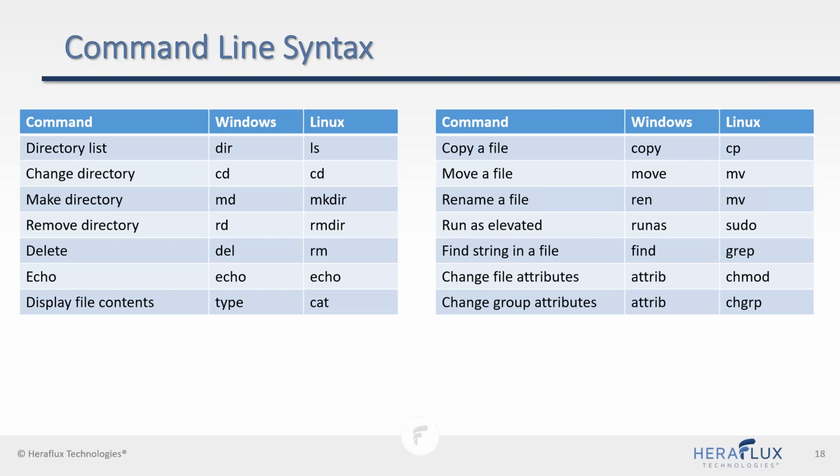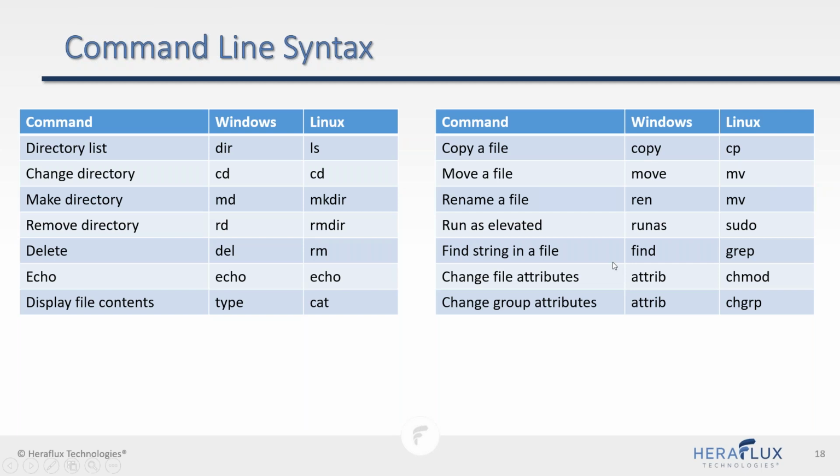Okay, command line syntax is one where we have to go back to some roots here. If you've been doing PowerShell, a lot of this stuff will be familiar because they actually borrowed some of the syntax from Linux. These are a lot of the commands that you're going to need when it comes time to do this in production. Directory list in Windows is dir. In Linux, it's ls. Change directory, cd. Make directory, mkdir, rmdir. Delete is rm instead of del. Cat instead of type to display file contents.